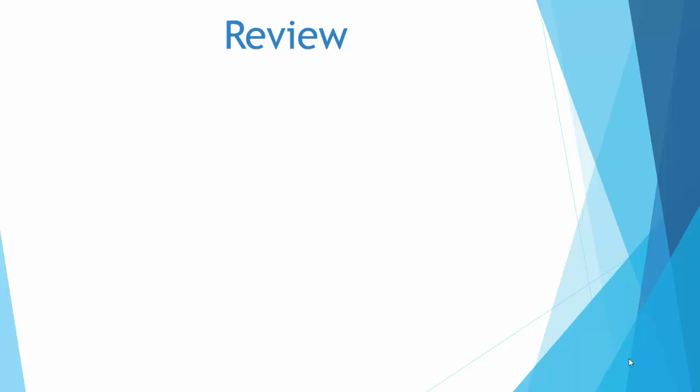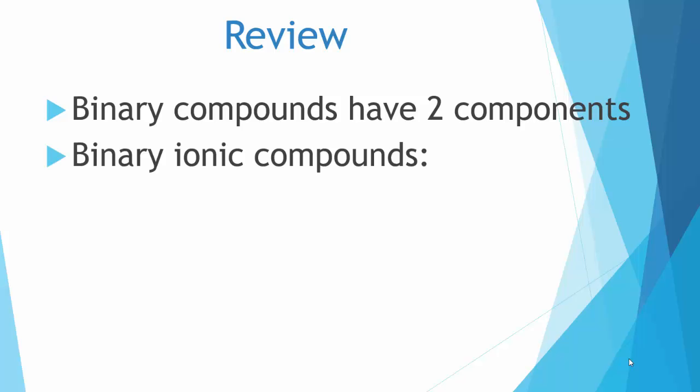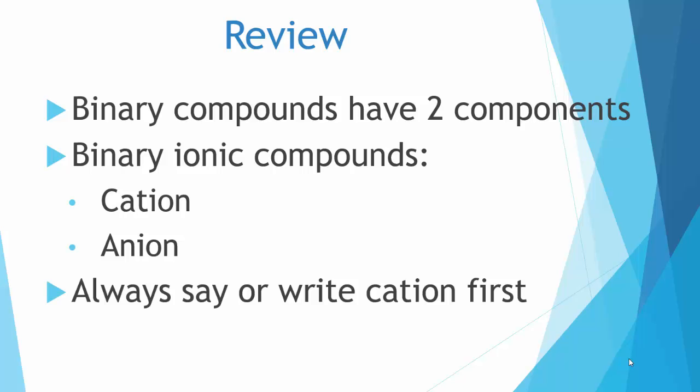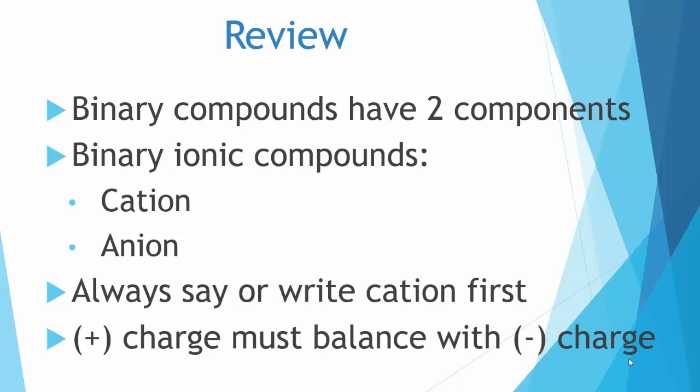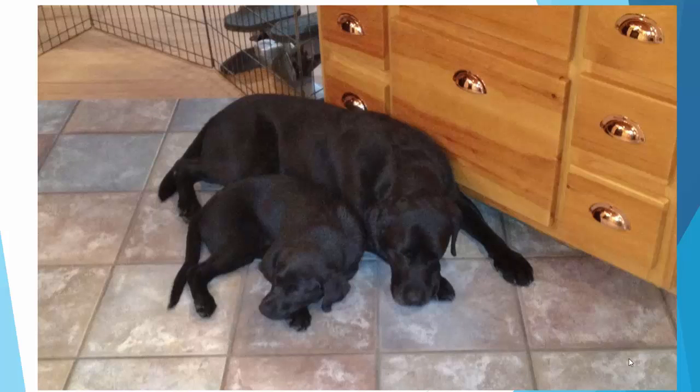So to review the material, all binary compounds have 2 components. Binary ionic compounds, the 2 components are the cation and the anion. You're always going to say or write the cation first. The positive charge must balance with a negative charge, and the subscripts must be in the lowest whole number ratio. So now you can take a slight rest, review the material, and in the next lecture, we're going to discuss how to go from the formula to the name, once again using monoatomic ions.